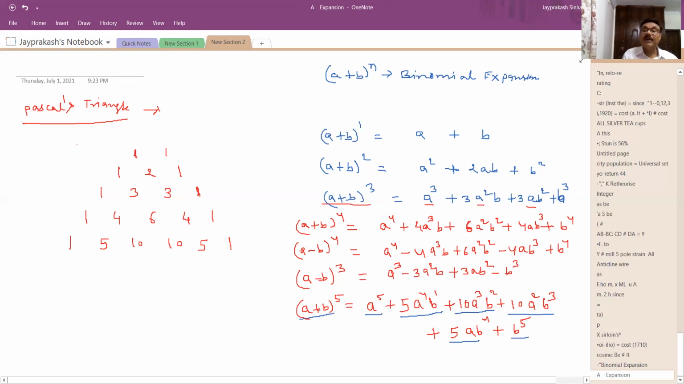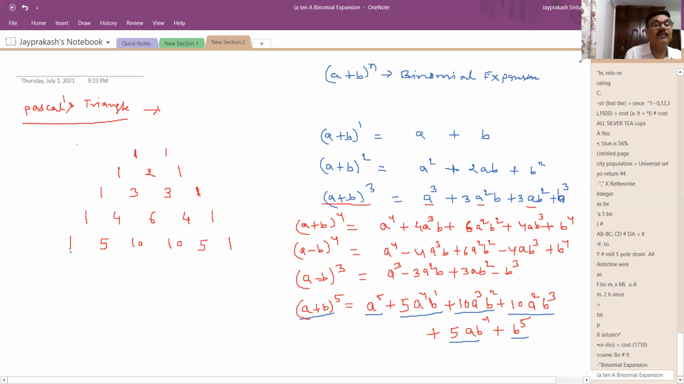Okay, if the power is 5, how many terms will there be in the expansion? 5 plus 1, 6 terms. Just count: first term, second term, third term, fourth term, fifth term, sixth term. Means there will be 6 terms. And because the power is 5, it will start from a to the power 5. What is the coefficient of a to the power 5?